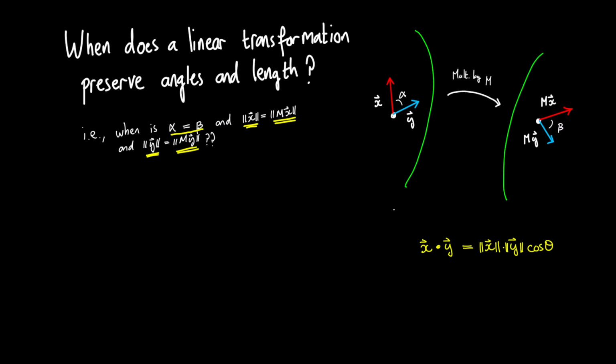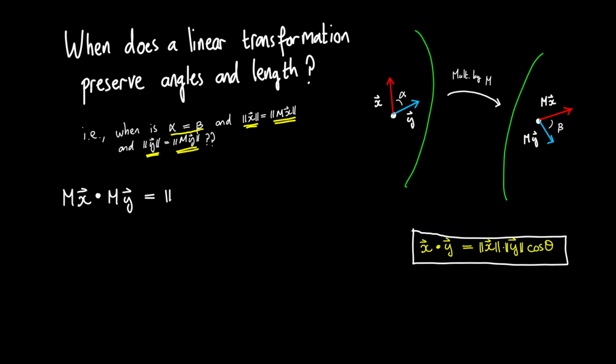The first thing we're going to do is recall our best formula for the dot product, which is given here. In case you're interested where this formula comes from, you can see my video on the dot product, but we're just going to use it in a moment. So first let's investigate the dot product of Mx with My. Using this formula, this is the magnitude of Mx times the magnitude of My times cos of the angle between them, and the angle between them is just beta.